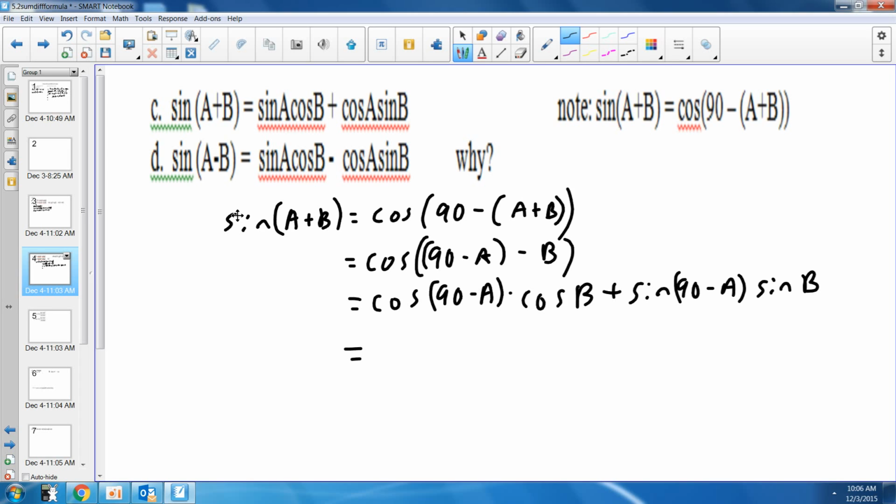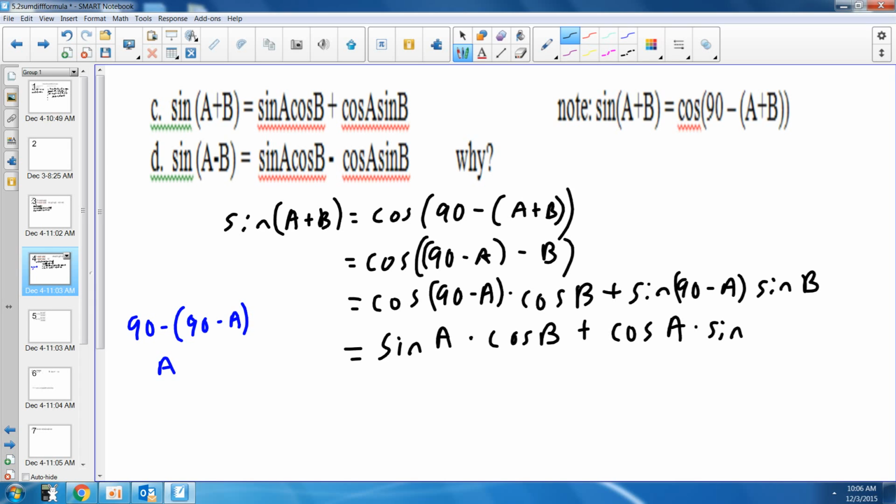I'm going to again use that same principle that the function of an angle equals the cofunction of the complement. But look what I have here, cosine of this angle. Well, what's the complement of 90 minus A? I can do that out here: 90 minus 90 minus A is the complement. Well, 90 minus 90 is 0, so you just end up with A. Kind of makes sense. A and 90 minus A are complements. So the cofunction of the complement of this is just sine of A times cosine of B plus, again, cofunction of the complement, cosine of A times sine of B, and you just showed why it's equal to the right side. That's what the C is.